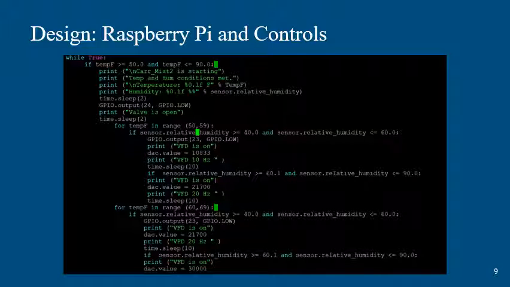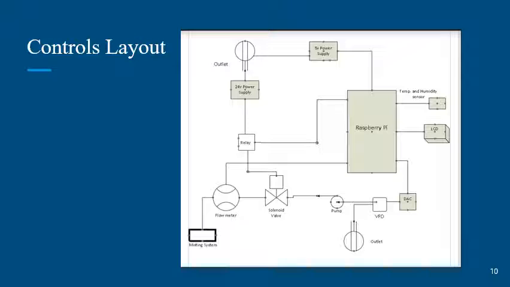The main electronic component of the system is the Raspberry Pi. The Raspberry Pi can be coded to collect information from the temperature and humidity sensor, send a signal to the relays to open and close the valve, and turn the VFD on and off, as well as tell what frequency the VFD should run at.